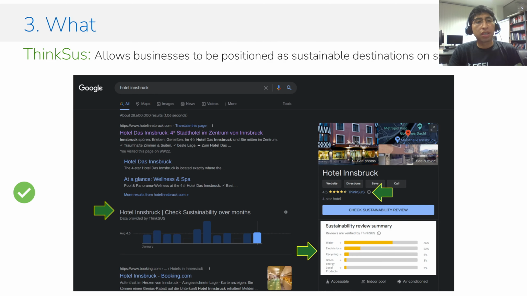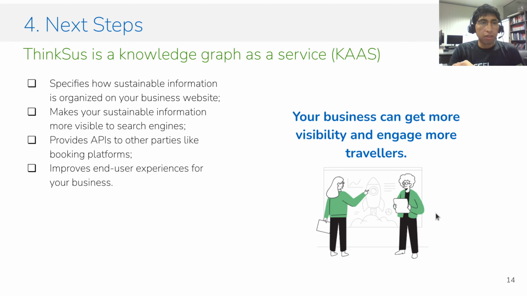At the same time, ThinkSus allows businesses to be positioned as sustainable destinations on search engines. So search engines can provide this kind of summarization of sustainability of businesses over months, from January to December, an average degree of sustainability, and also a sustainability review summary that can be provided in knowledge panels. What are the next steps regarding ThinkSus?